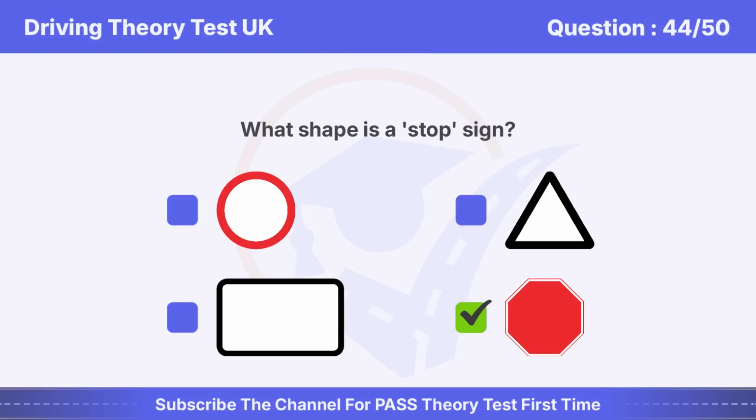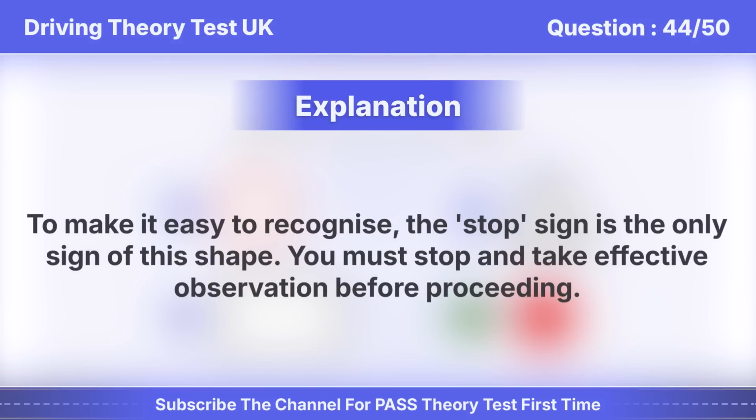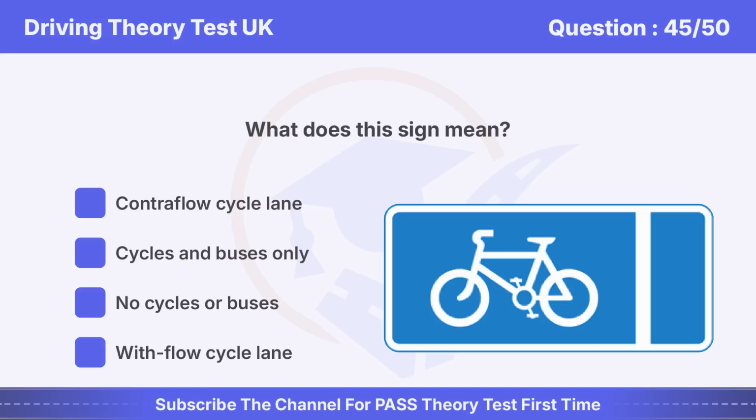Answer is D, to make it easy to recognize. The stop sign is the only sign of this shape. You must stop and take effective observation before proceeding. Question 45. What does this sign mean?